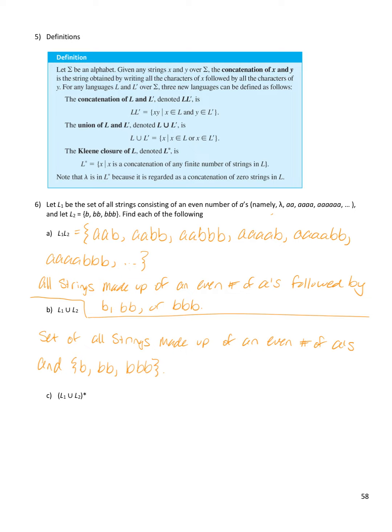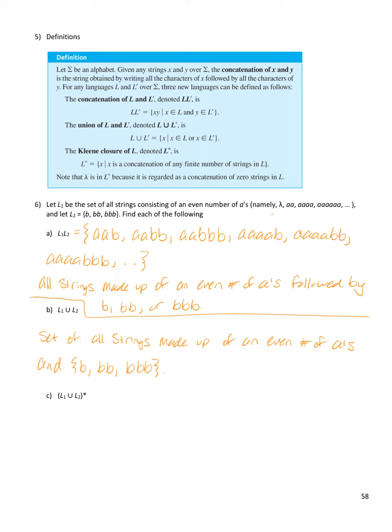All right, let's think about L1 union L2 star. So remember, we have to remember what star means. We already know L1 union L2. That's the union of just all the even numbers of A's strings, and B, BB, and BBB. Okay, so if I want to do the closure of that union, the closure, L star, is the set of all X such that X is a concatenation of any finite number of strings in L. So I can concatenate or glue together any strings that show up in the union L1 union L2.